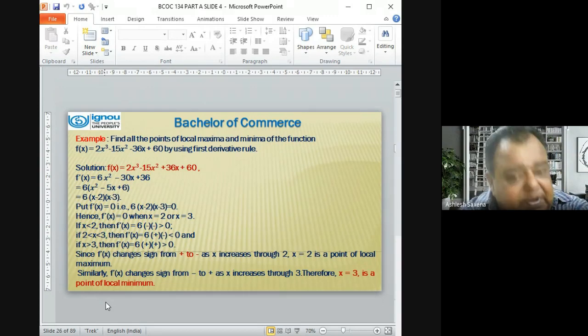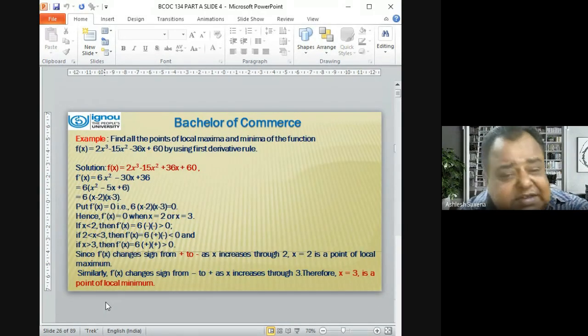First step is over. Now we have to put f'(x) equal to 0. 6 cannot be 0. That means x minus 2 will be 0 or x minus 3 will be 0. That means either x is equal to 2 or x is equal to 3. Now, if we take a value of x less than 2, in both the brackets it will be a negative sign. When the negative signs are multiplied, you will get a positive sign.